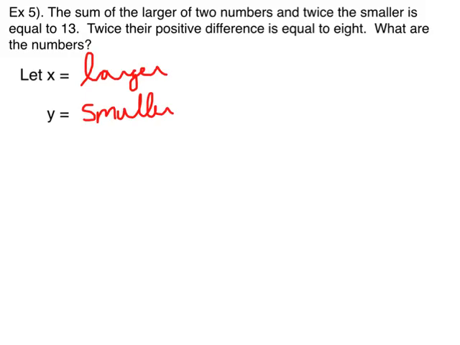Well, the sum, that's the big key here, of the larger, which is x, of the 2 numbers, and means to add twice the smaller. Well, if the smaller is y, twice means 2y, is, you guys know, equals 13. It actually says is equal to, so you can't go wrong there. Okay, there's one equation we just wrote.